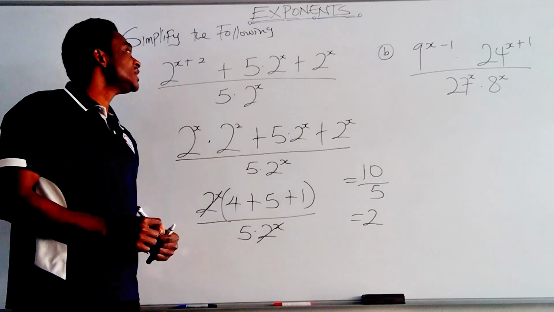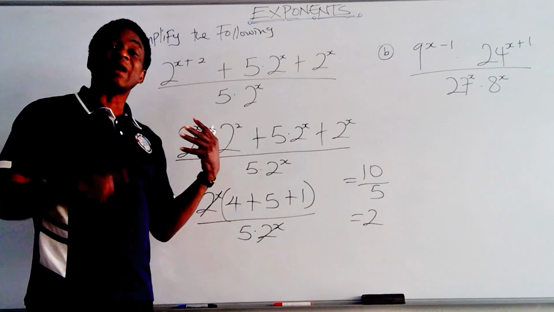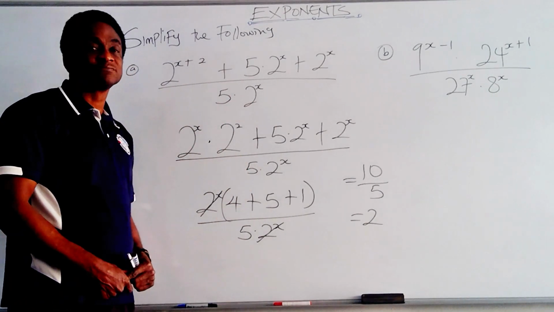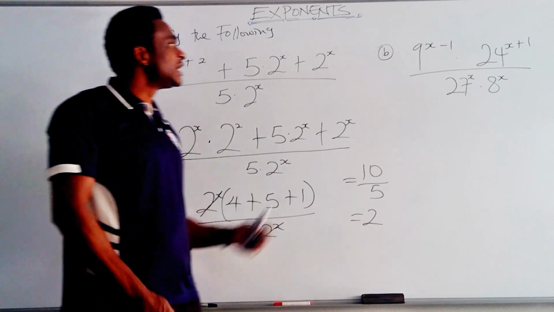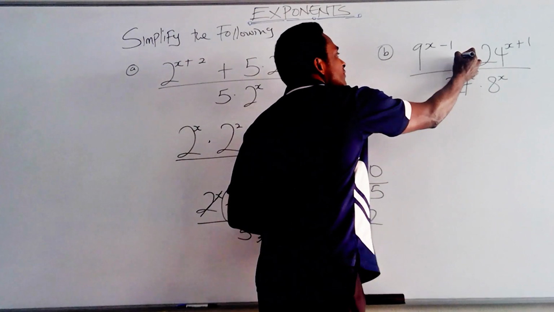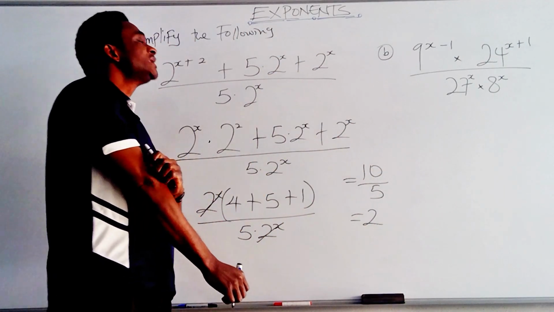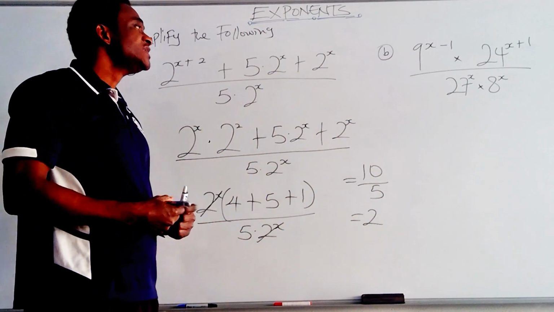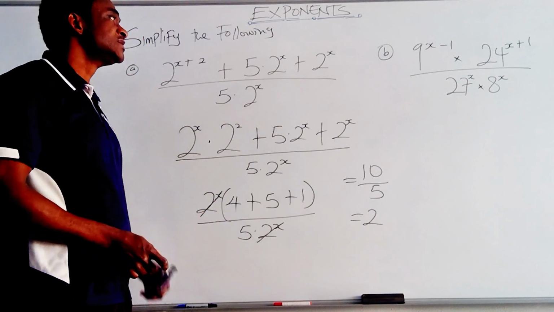So we can use exponents to simplify complex expressions of this form by applying factorization. Let's look at the second question. Second question, you have 9^(x-1) multiplying 24^(x+1) divided by 27^x multiplying 8^x.